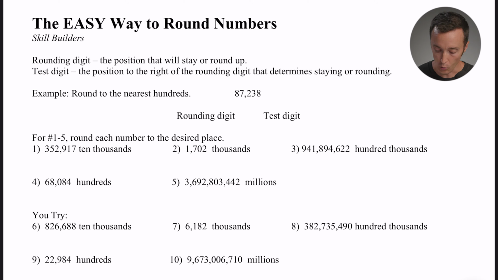87,238, and they want you to round it to the nearest hundreds place. Well, here's what that would look like. The hundreds place is right here, the 2. So the rounding digit is the 2. That 2 is either going to stay a 2 or it'll round up to a 3. And how do we know? Well, we're going to reference the test digit, which is right beside it. It's the 3. Okay, so the 3 will tell us whether we round up or just stay where we're at.